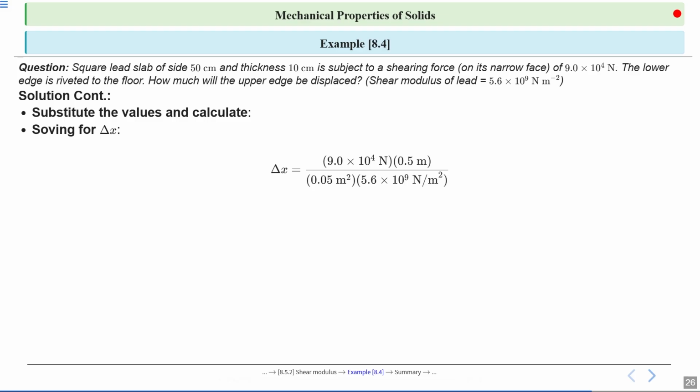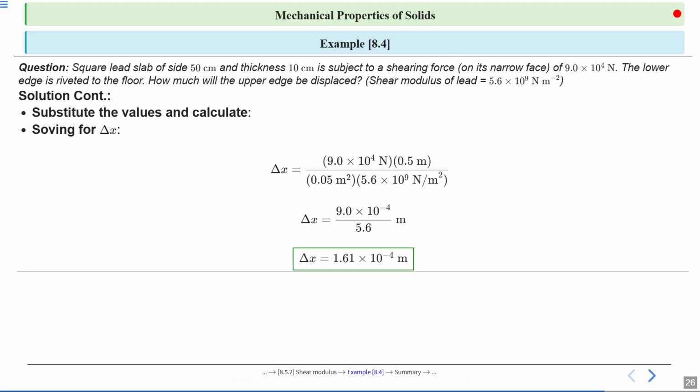So solving for delta X, delta X is equal to 9.0 times 10 raised to the power 4 Newton into 0.5 meter, divided by 0.05 meter square into 5.6 times 10 raised to the power 9 Newton per meter square. Solving this, you will get 9.0 times 10 raised to the power minus 4 divided by 5.6. So delta X equal to 1.61 times 10 raised to the power minus 4 meter.